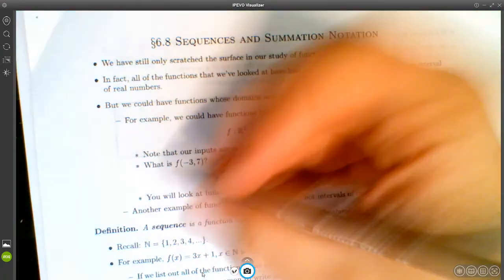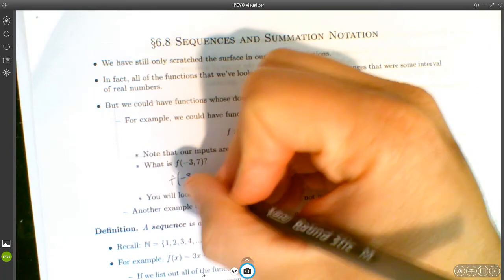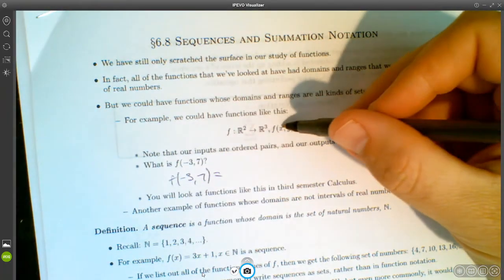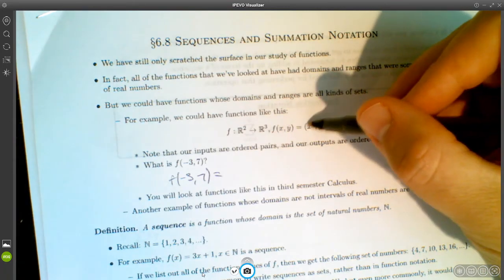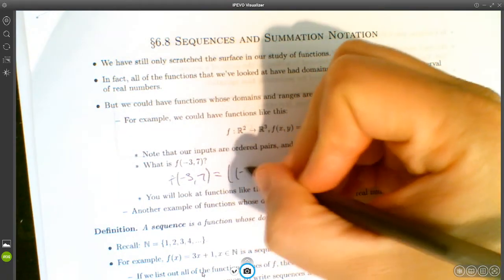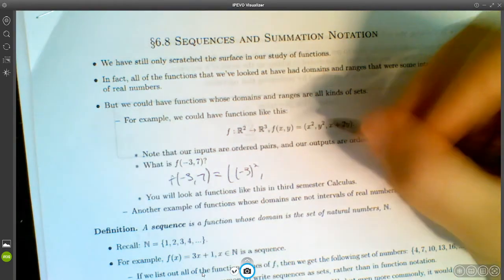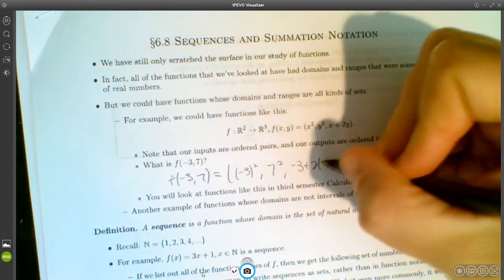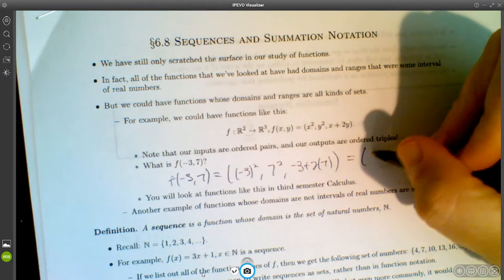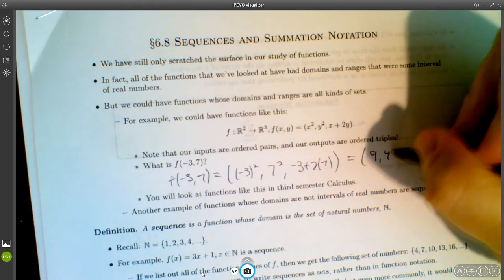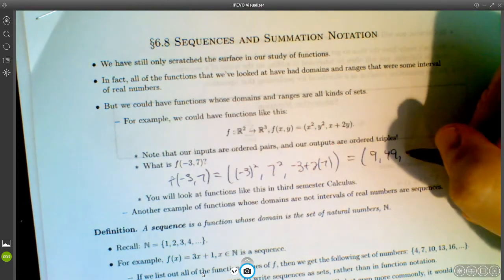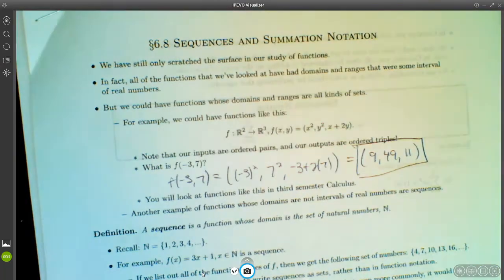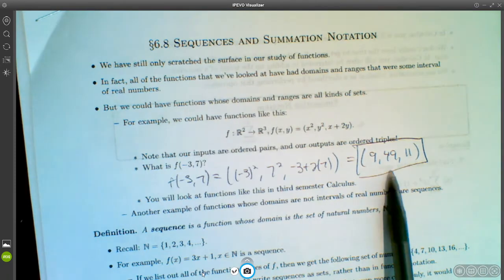For example, what is f of negative 3, 7? Well, if I'm using this as my function, I'm going to plug in negative 3 for x and 7 for y. So I'm going to get negative 3 squared. Then I'm going to get 7 squared. And then I'm going to get negative 3 plus 2 times 7, right? So that works out to 9, 49, and 14 minus 3 is 11, right? So that is the output value when the input value is negative 3, 7. So we get this ordered triple as our output.